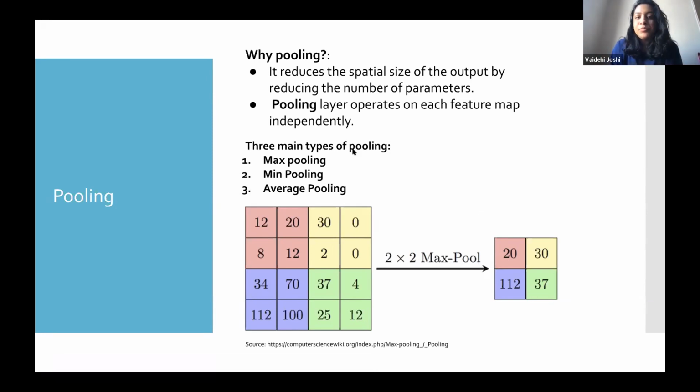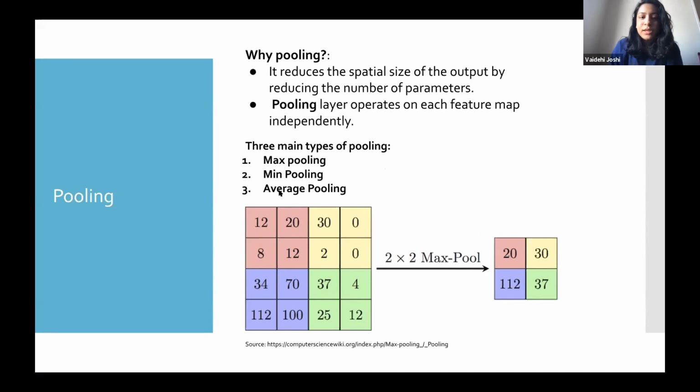Now, there are three main types of pooling. One is max pooling, min pooling, and average pooling. For max pooling, suppose we have this 4 cross 4 image and we have a 2 cross 2 kernel. We will apply the 2 cross 2 kernel on this first block, which is shown by the pink pixels. From this particular field, we are going to take the maximum value. The maximum value is 20, so we'll take 20. Then it will again go to the second part, and the maximum value is 30, so 30. And so on, it is going to get downsampled.